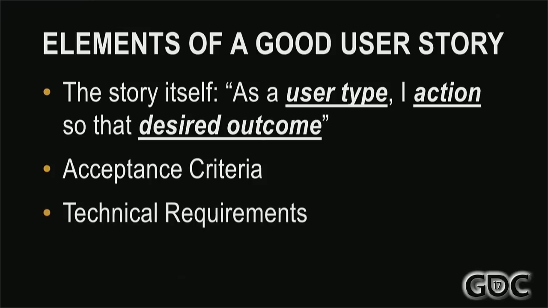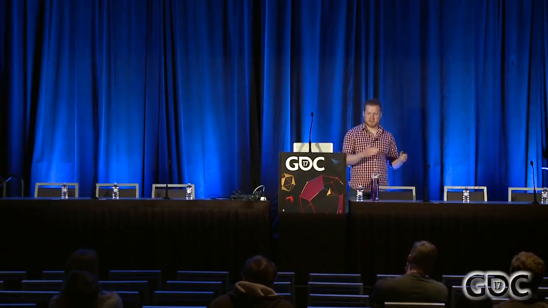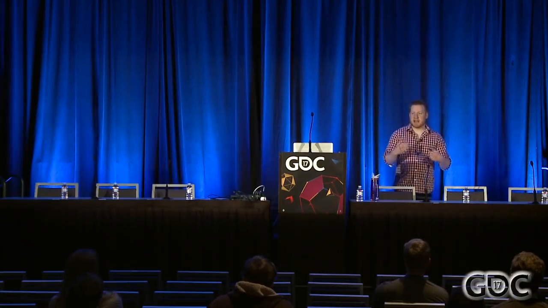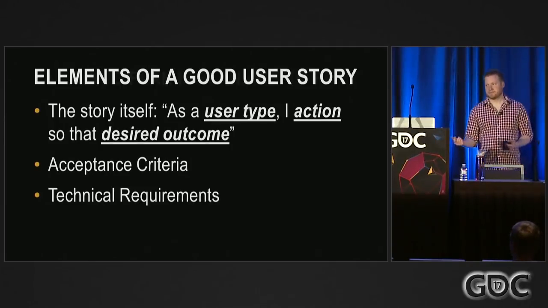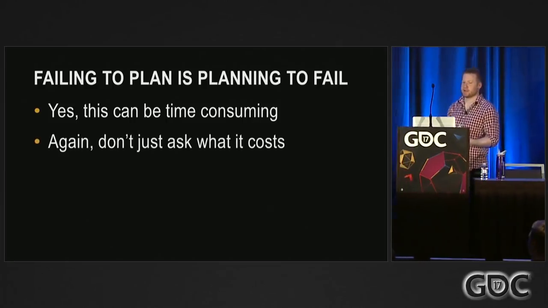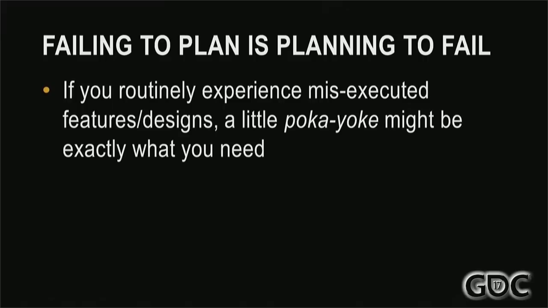And finally, technical requirements. This feature needs to interact with these classes, deal with these objects, it needs to occupy no more than this memory footprint, it needs to accept this input and provide this output. Try to think ahead to what a feature is going to need to be technically sound. Yes, this takes time. But again, don't just ask what it costs. Think about what it might save. If you're routinely experiencing misexecuted features, missed acceptance criteria, a little Poka yoke might be exactly what you need.